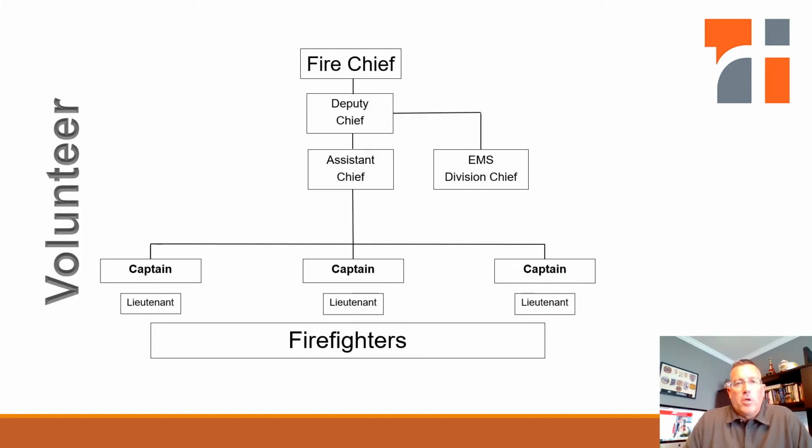Here's an example of a volunteer organizational chart. Volunteer organizational charts are going to be different. You may tend to have more officers per capita. So, you may have a volunteer department of 25 and it has 3 captains. And then you just saw on the previous slide a career department with 75 members that has 3 captains. So it just depends on your organization, depends how you have to operate. A volunteer organization is going to be a little different.